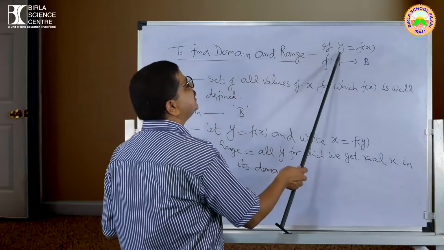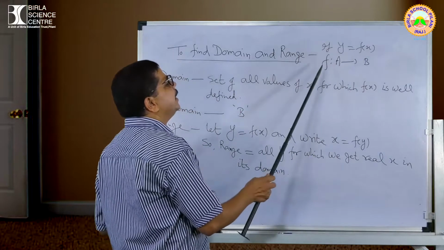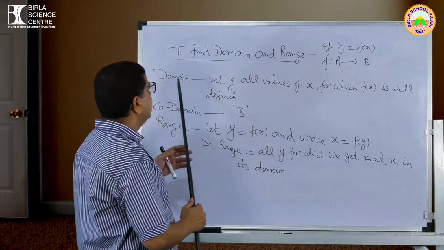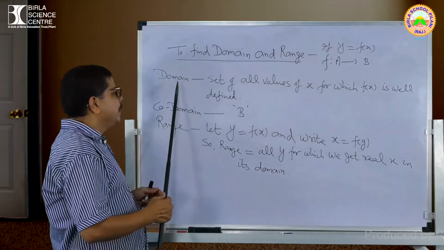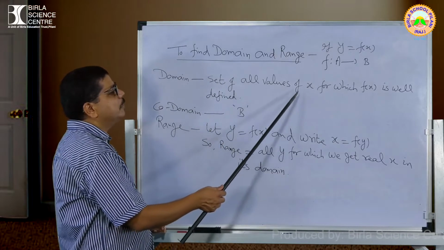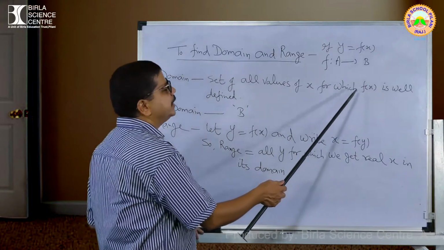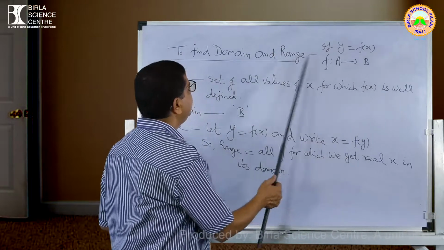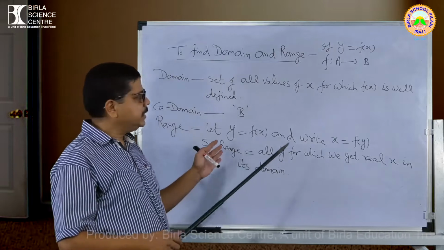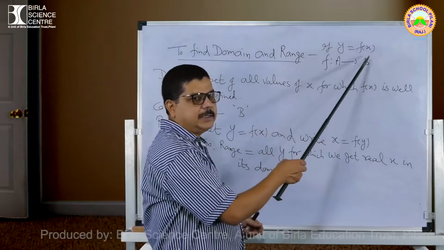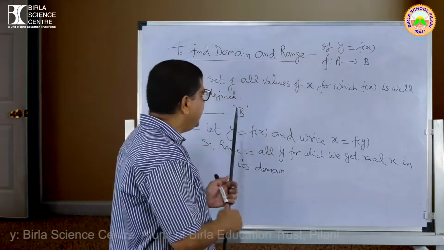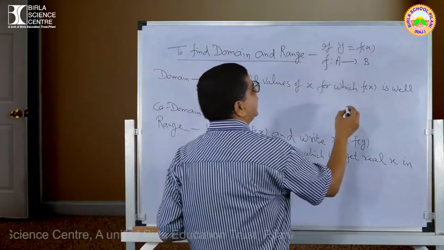If y is a function of x, and f is a function from A to B, then what is the domain? Domain is the set of all values of x for which f(x) is well defined. It means those values of x which we substitute in the function of x, and it remains well defined. Well defined means, I am taking an example.